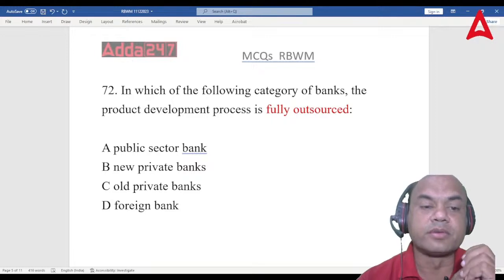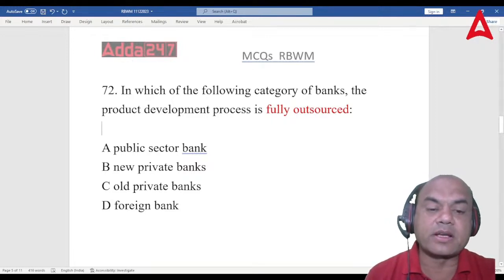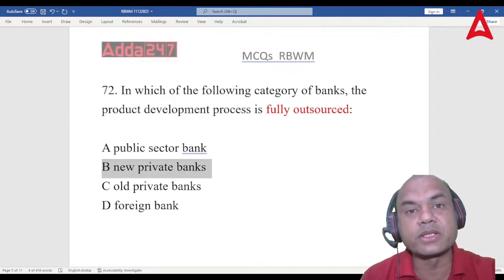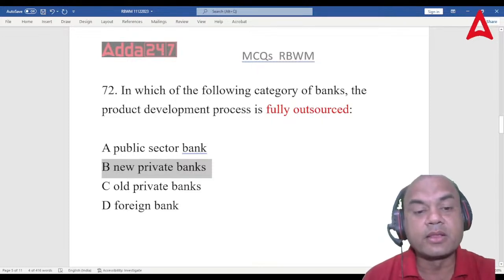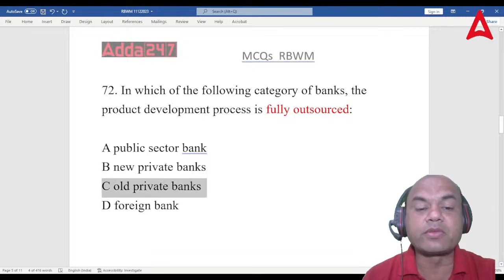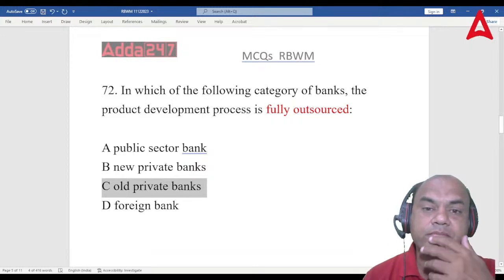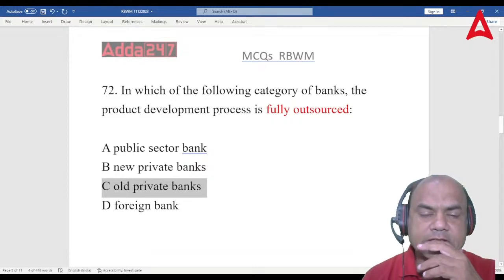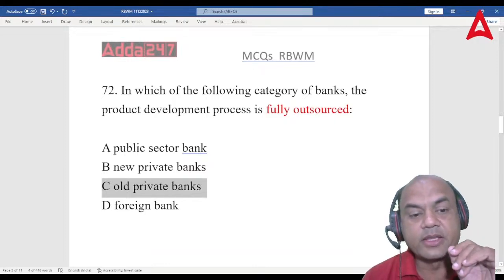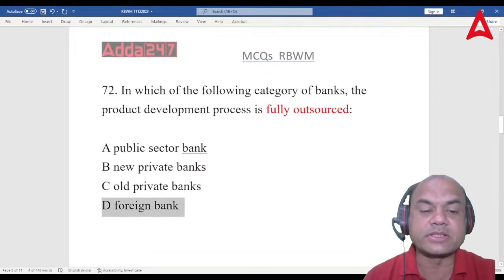So, fully outsourced in which bank? See here, new private sector banks means HDFC Bank, ICICI Bank, which have come into existence after the 1991 Narasimham Committee. Old private sector banks means those banks that were existing earlier, like Karnataka Bank, Karur Vysya Bank. These banks existed long back. And the last one is foreign banks, like Citibank, HSBC.